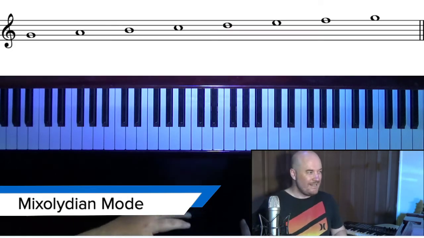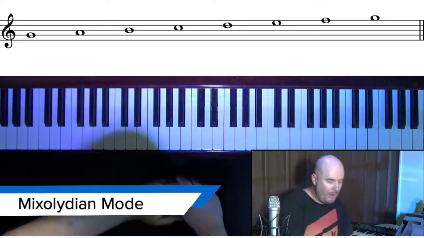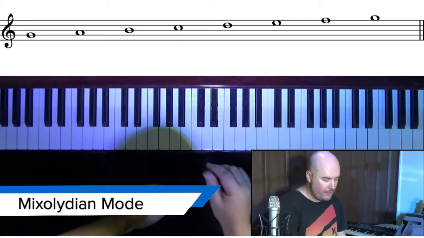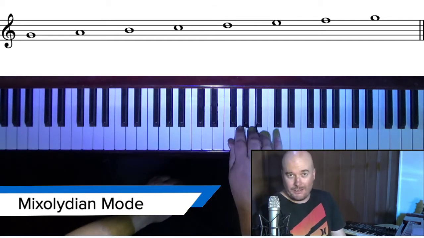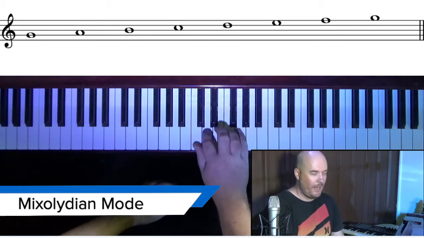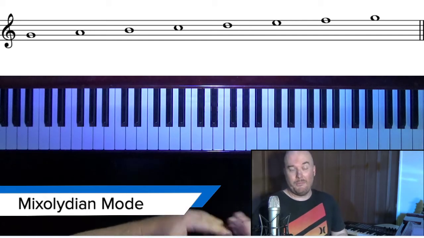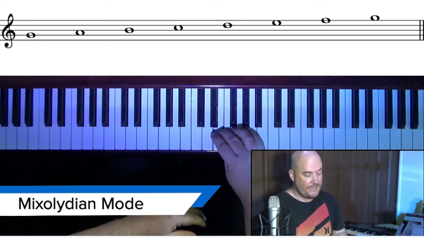Now, the Mixolydian mode is the fifth mode. So here's our C major scale. If you're not sure about major scales, you've got to go back and check out one of our other videos which talk about the major scales. But here's our C major scale.